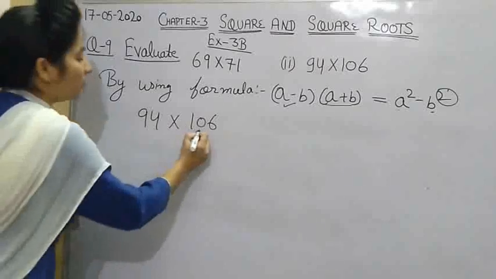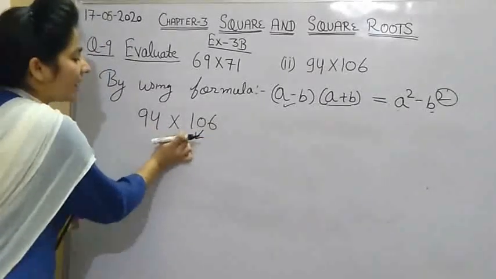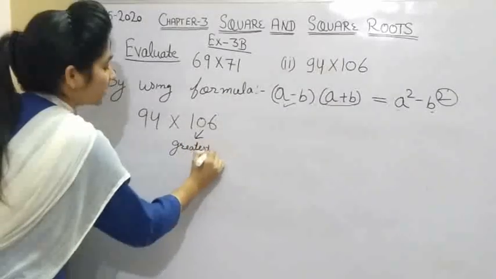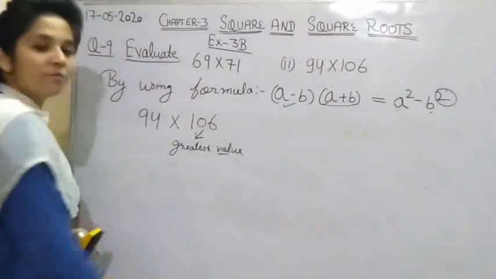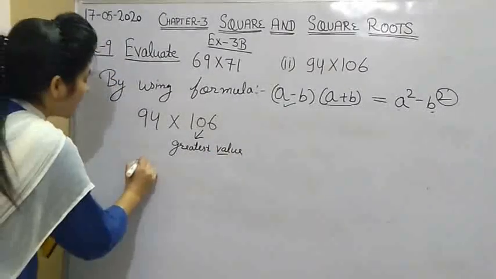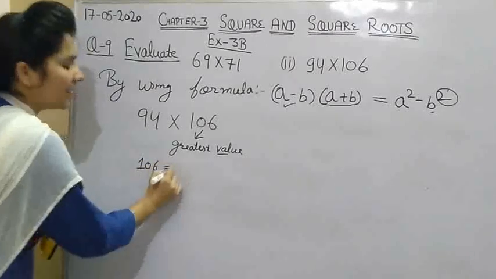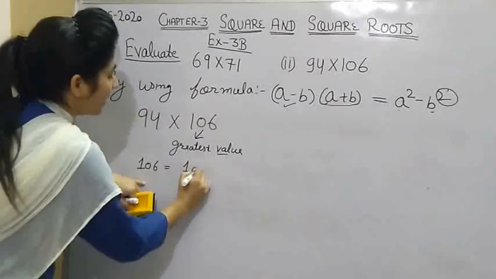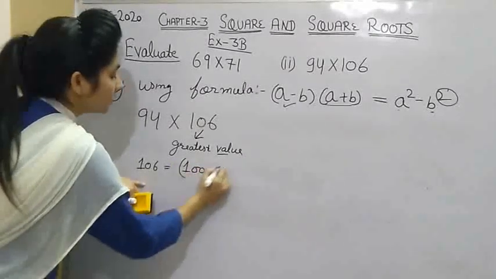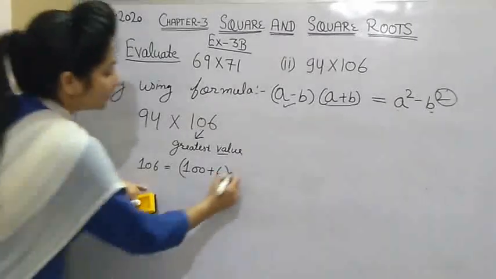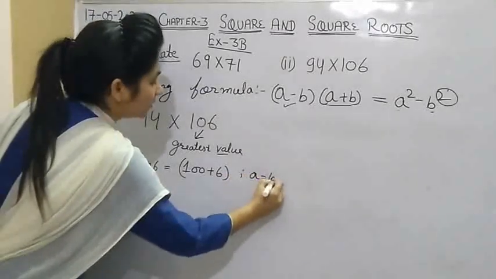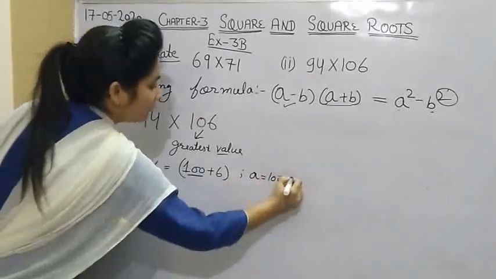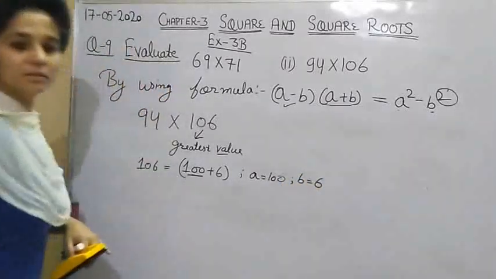The greatest value from 94 and 106 is 106. So firstly we will expand 106. How can we expand it? 100 plus 6. Then the value of a is 100 and the value of b is 6.